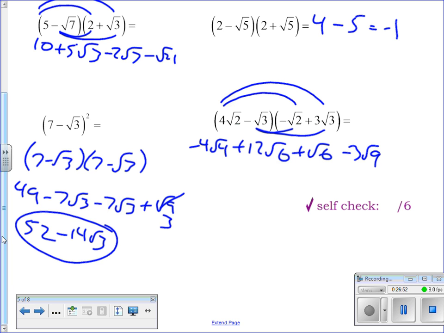And then once again, try to simplify my radicals. The square root of 4 is 2. 2 times 4, this becomes -8. The square root of 9 is 3, so I get 3 times 3, this becomes -9. Combine up like terms, -8, -9, -17. 12 root 6 plus 1 root 6 gives me 13 root 6.